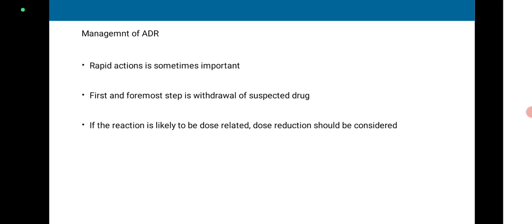Now, how can we manage the ADR? Always the management of ADR requires rapid actions. First and foremost step in managing an ADR is withdrawal of the suspected drug. If the reaction is likely to be dose related, dose reduction can also be considered.